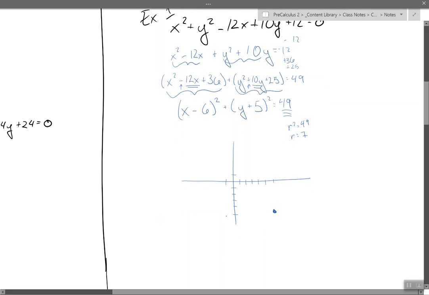So 7 left will put us there. 7 right, 1, 2, 3, 4, 5, 6, 7. 7 above, 5, 6, 7. And 7 below, 1, 2, 3, 4, 5, 6, 7. Ran out of graph. Should be down there.